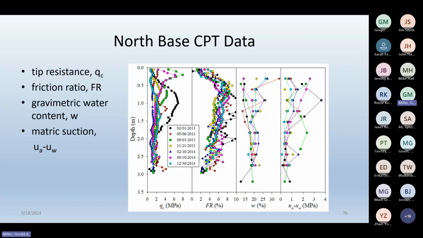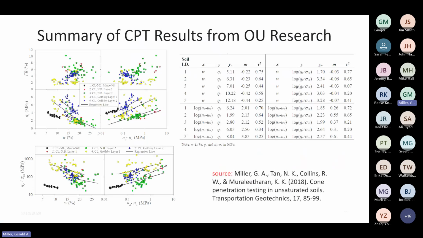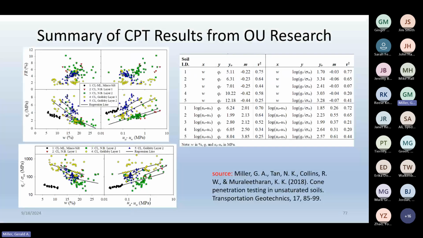So you can misclassify soils based on cone penetration tests in the unsaturated profile, because, for example, a very dry clay might behave more like a granular material in terms of frictional resistance than a wet clay. So you have to think about that as well. On the next slide, I'm going to show you a summary of all this work. There's a lot going on here, so I'll take a second to explain these figures.